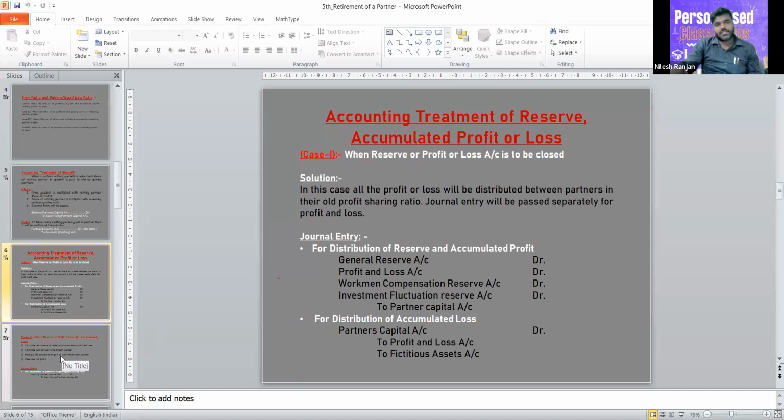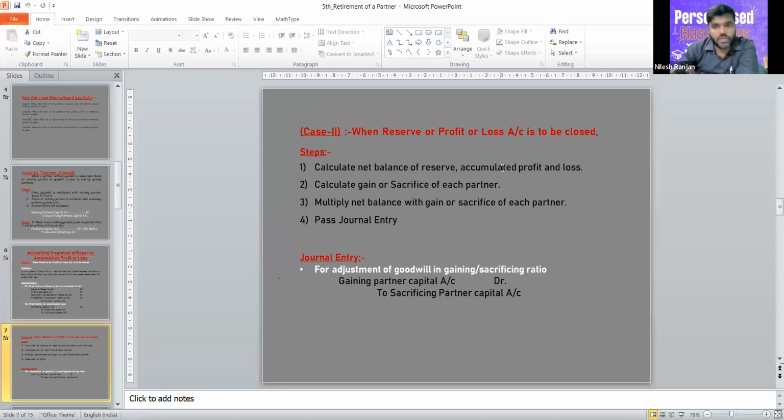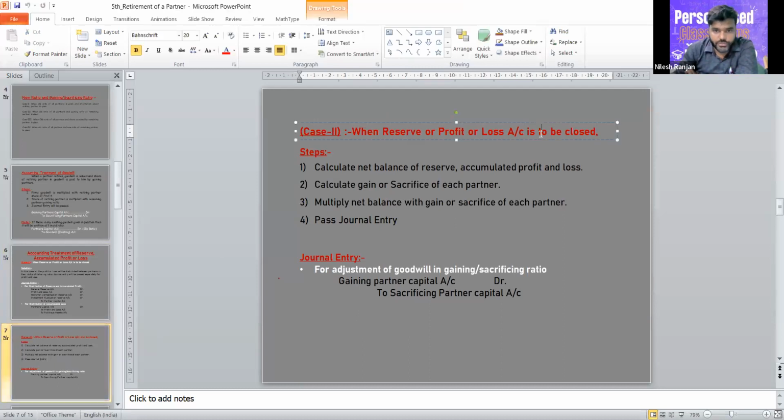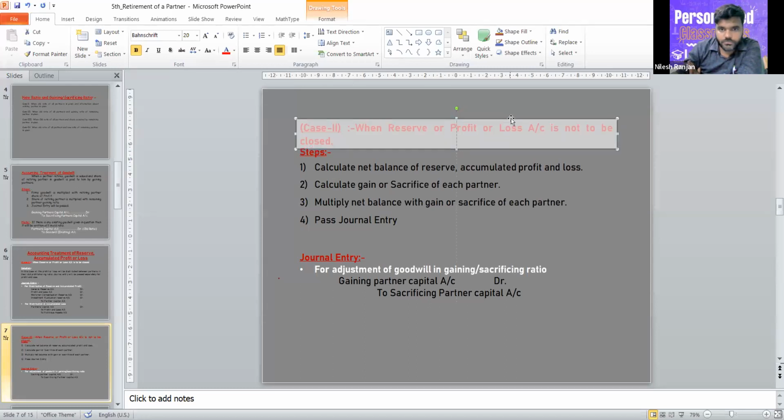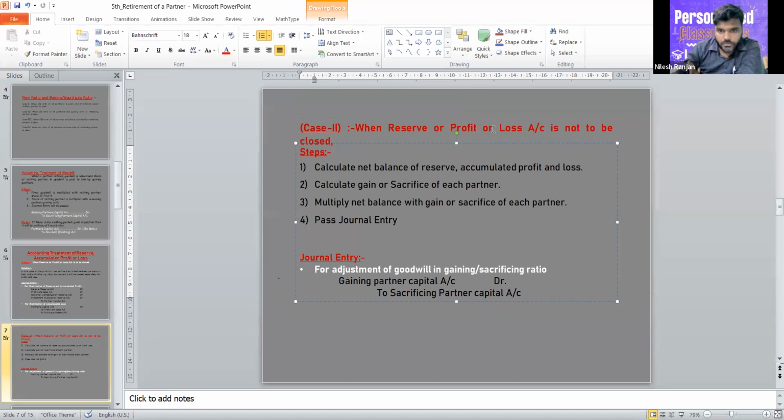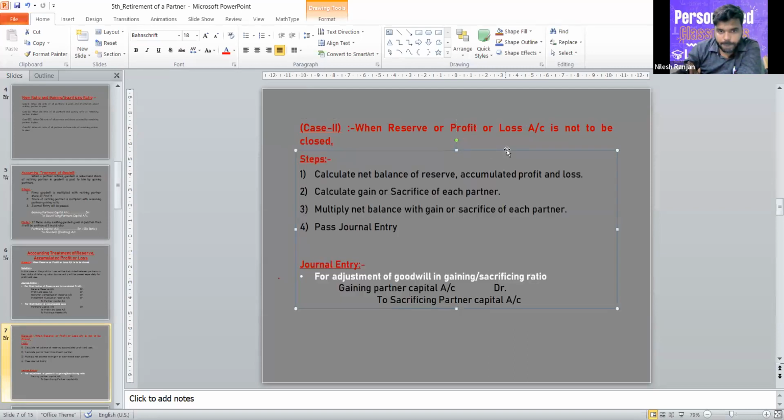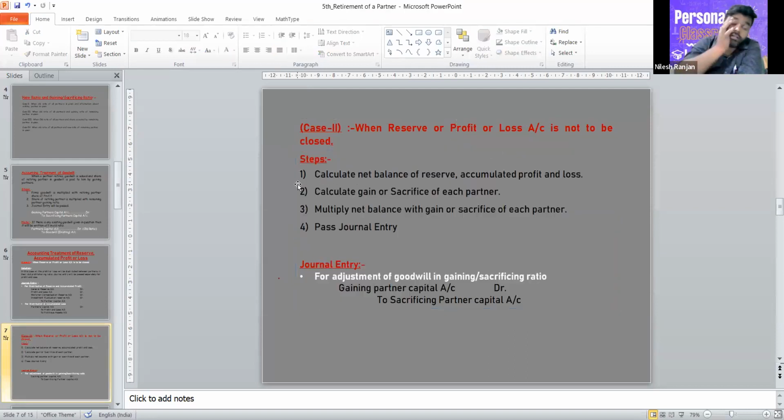Now, the second case, when reserve or profit and loss account is not to be closed. Okay, in this you can see steps. Actually, in this case, we will pass only one entry, not two entries, because in the first case we have to distribute profit and loss separately.